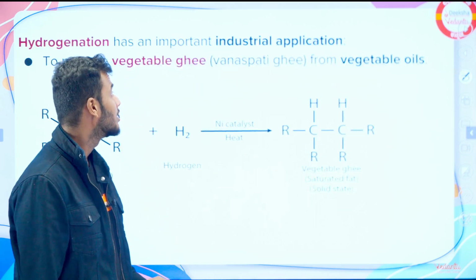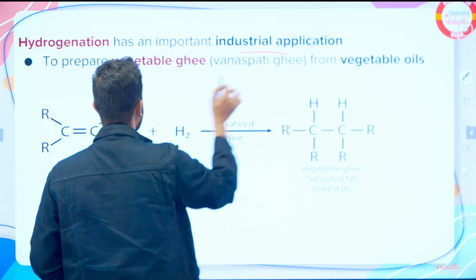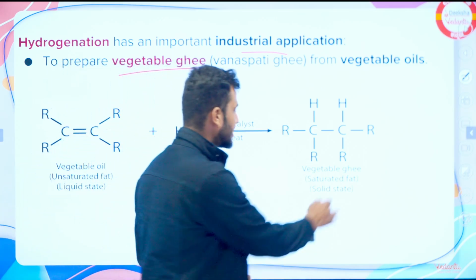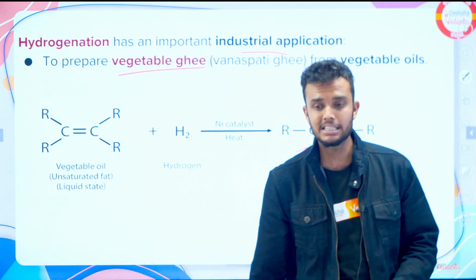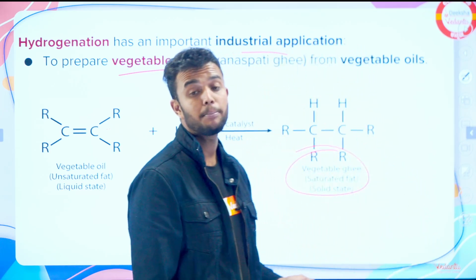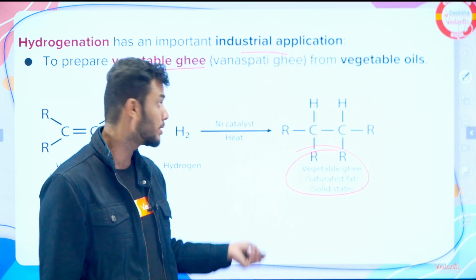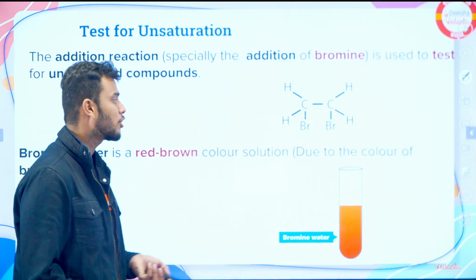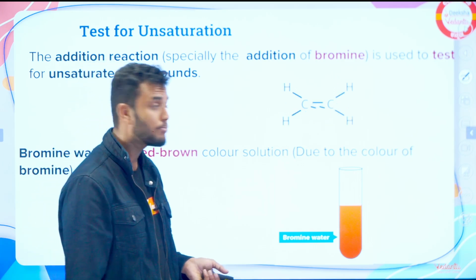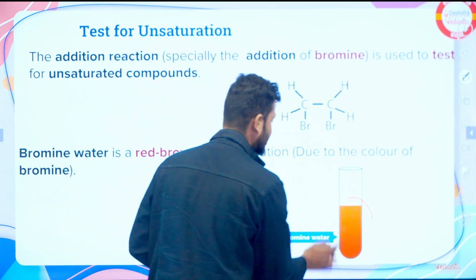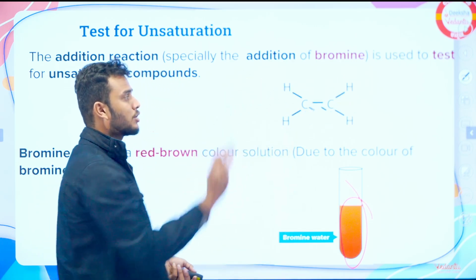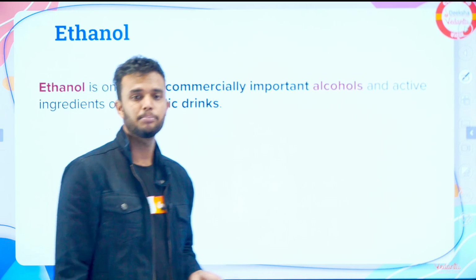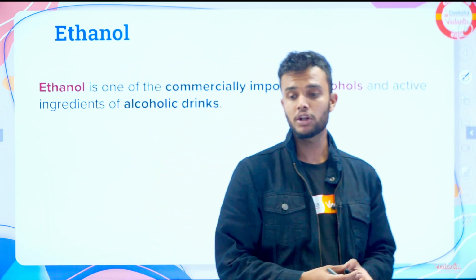Next, another very important addition reaction. It is used in industrial application, in the preparation of vegetable ghee. Very important, vegetable ghee. In the exam, they asked for the industrial application of hydrogenation. Next, the test for unsaturation. How to test for unsaturation? By using bromine water. The decolorization of bromine water happens, because bromine is added to the unsaturated compound. Very simple.